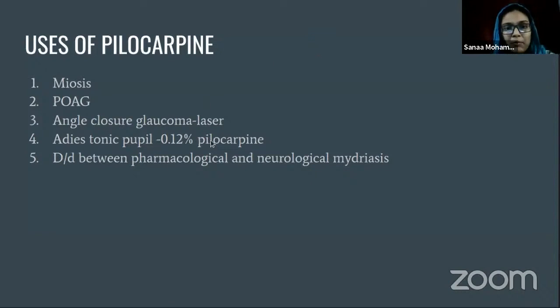And dilute pilocarpine, 0.12%, can be used to demonstrate denervation hypersensitivity to diagnose a tonic pupil. And it also helps to differentiate between pharmacological and neurological mydriasis, because for pilocarpine to act, your receptor site must be free. So in a pharmacological mydriasis, it does not act; it acts in neurological mydriasis.